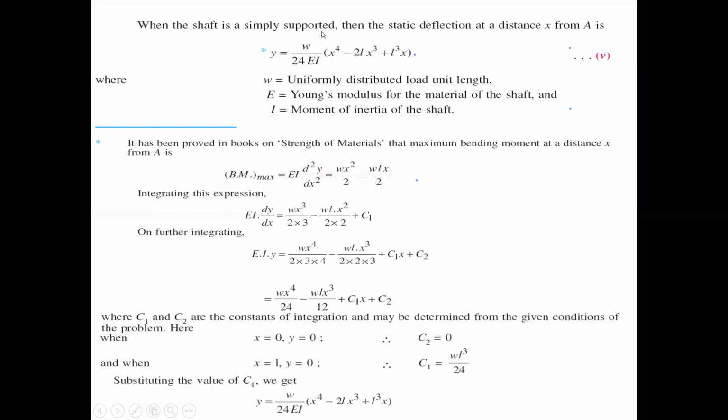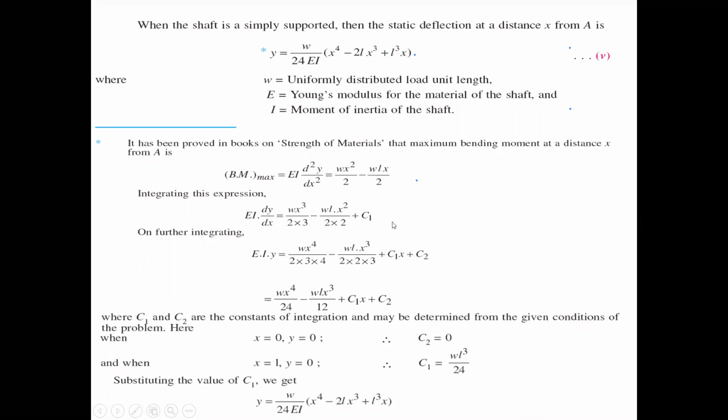Now, when the shaft is simply supported, the static deflection at a distance x from A is y equals w by 24 EI into x power 4 minus 2l x cube plus l cube x. This is the equation. How to arrive at this equation? They may also give some briefing here.